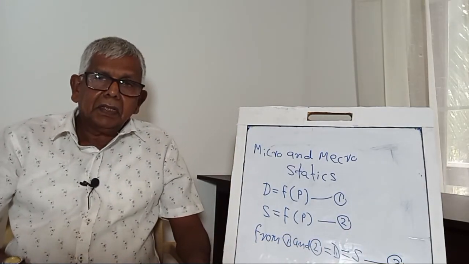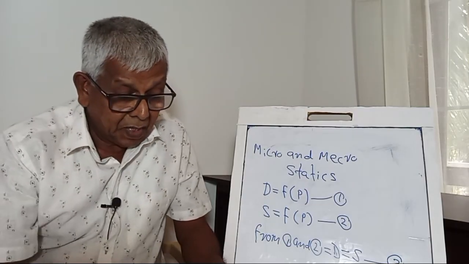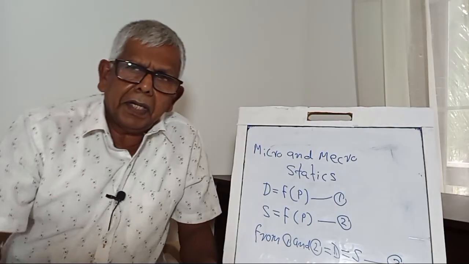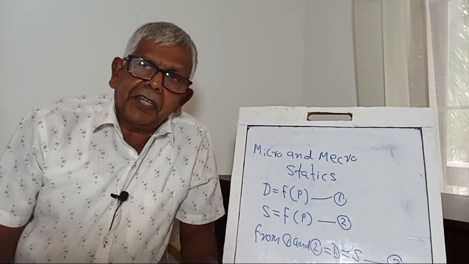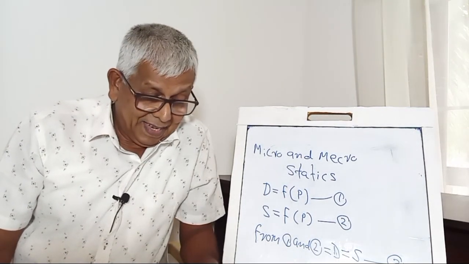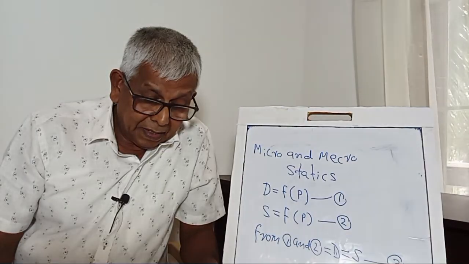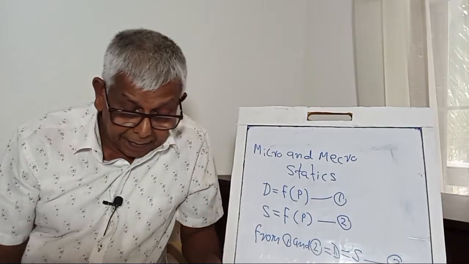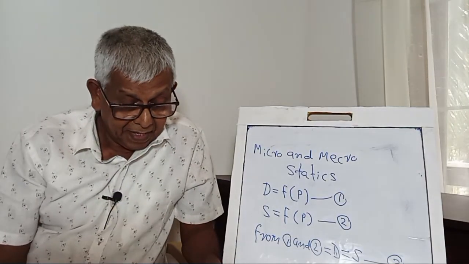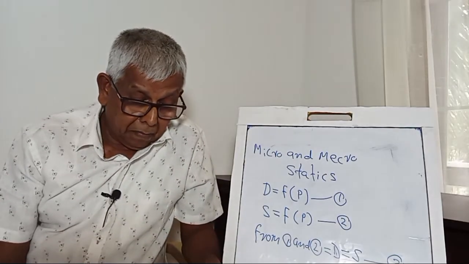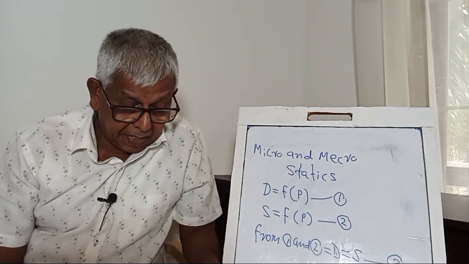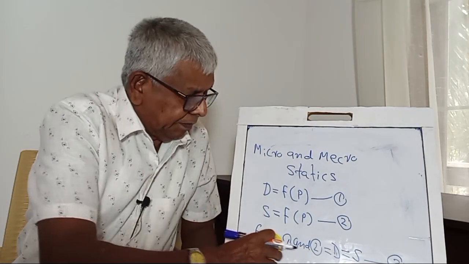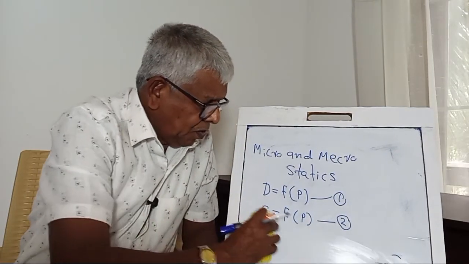Now, where D is the amount demanded of some commodity, S is the amount supplied of that commodity, and P is its price. This microstatic relationship is visualized in figure 1.